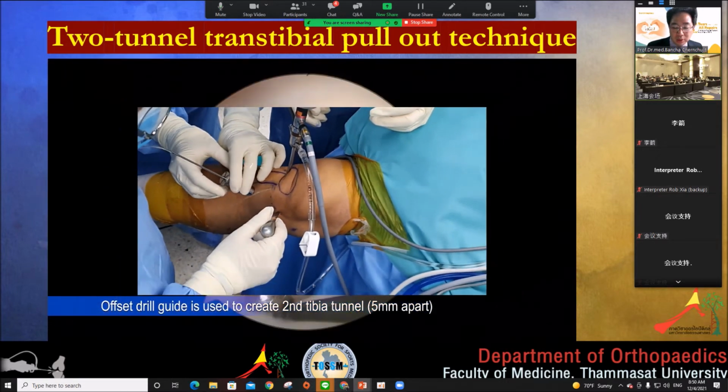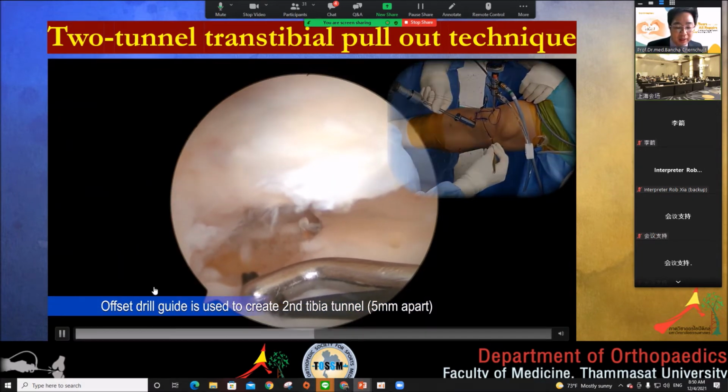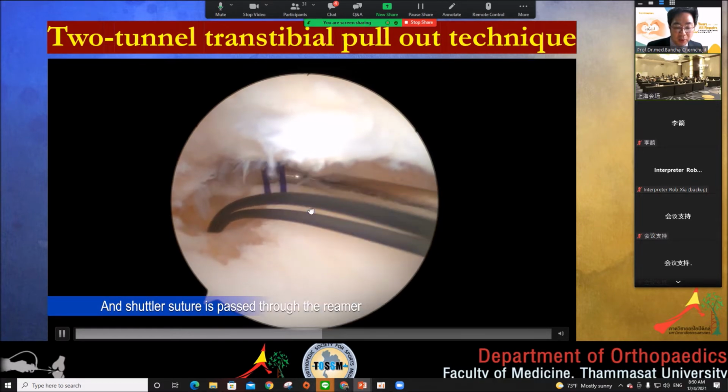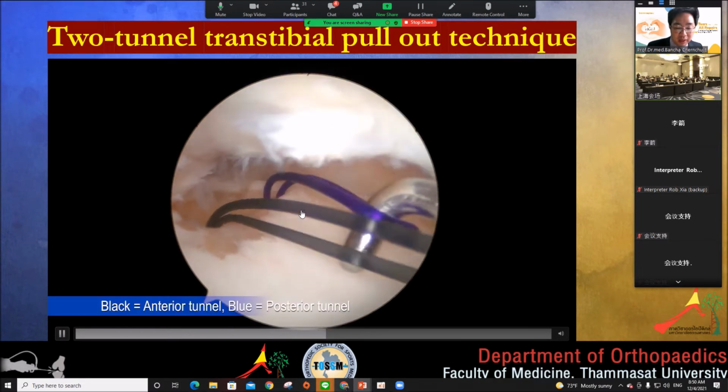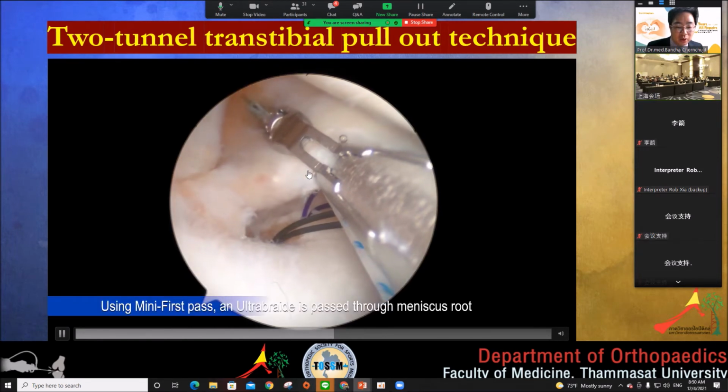Like this, you can rotate. Okay, and drill. You see that? Now we get the second hole. It's the blue and the black, so you're not confused, right? And then try to repair your meniscus.